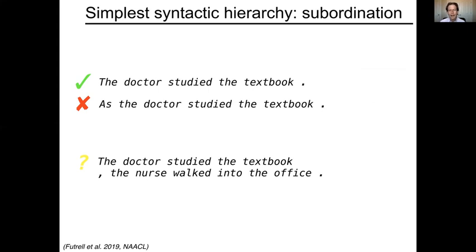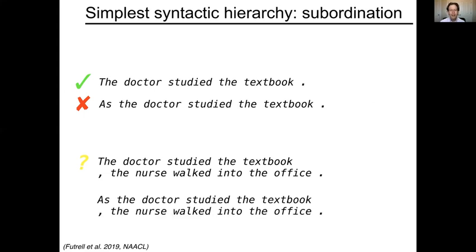And now, as I went from the first to the second sentence, I added an as. Let me go from this third to the fourth sentence and add an as again. Now I have, as the doctor studied the textbook, comma, the nurse walked into the office. And you probably feel once again that this is a perfectly fine sentence. And now notice that this is what we call an interactive pattern. So there's a contingency between the presence or absence of as and the presence or absence of a second clause after the first clause, okay?